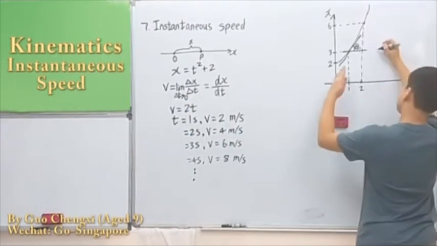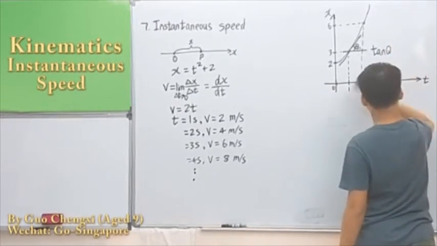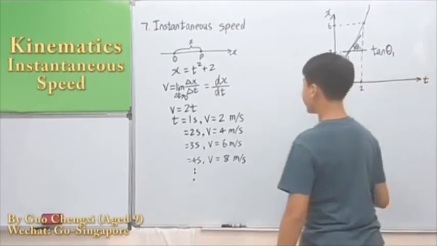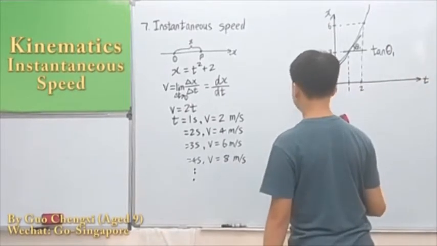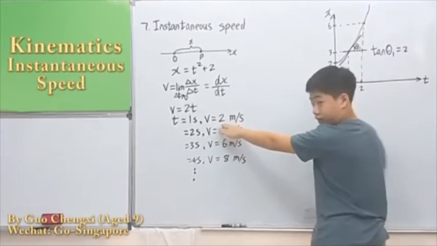Since it's a tangent line, how about tangent theta 1? Tangent theta 1, for this part, will be this 2. At this part, it is this 2.